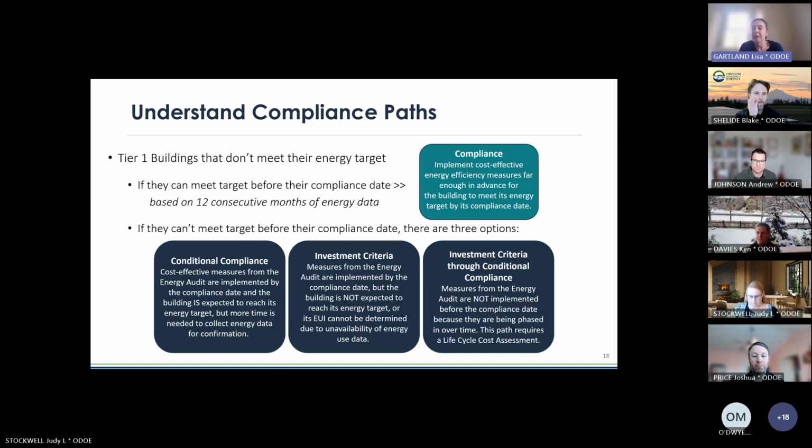That's the one where you definitely have to do a life cycle cost assessment as well as the energy audit. That sort of tells us, and that will tell you, how much energy you're going to save over time, your sophisticated financial analyses, how much you're going to need to invest over time, and how much you'll get back in the investment over time. So those are the 3 compliance paths. I hope I clarified that a little bit more.